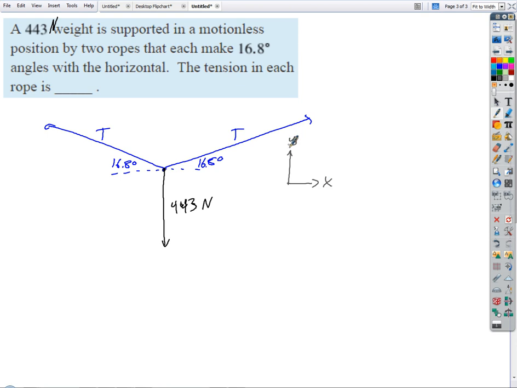And so to do that, the weight is already lined up vertically, so that one's already broken up into components. It's only got one vertical component. But the blue vectors we need to treat. So each of these blue vectors, we're going to break into an X component of tension and a Y component of tension, right? Okay, so what is the X component of tension going to be?